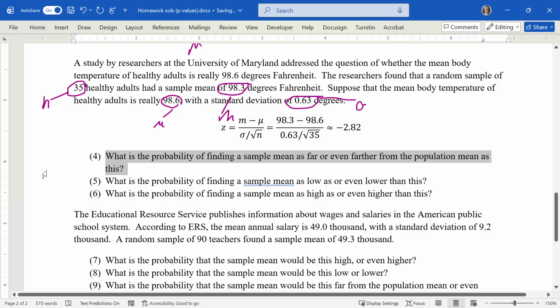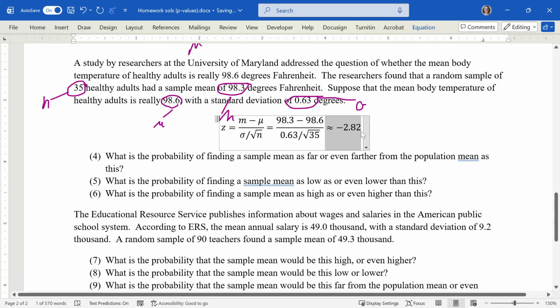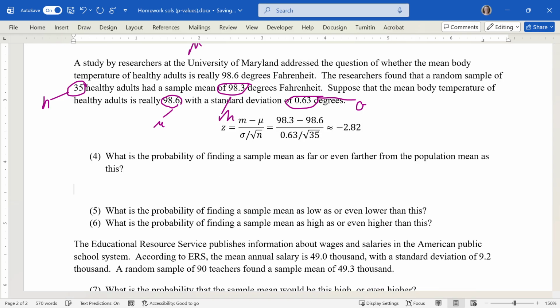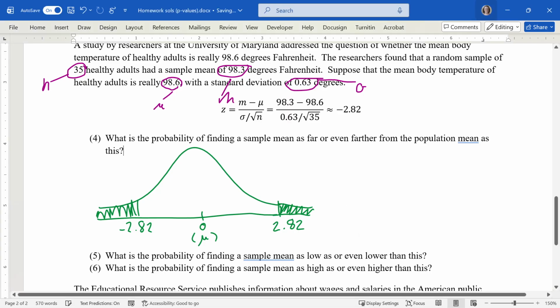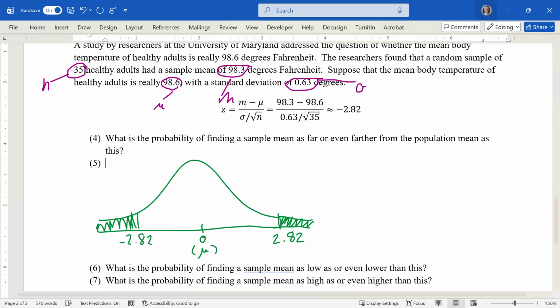Okay, what is the probability of finding a sample mean as far or even farther from the population mean than this? So sample means further from the population mean than this would either have z-scores that are less than this one, or on the positive side, they would have z-scores starting at 2.82 positive and then up from there. So let me draw you a picture illustrating that. Okay, here is my beautiful thumb drawing, a little better than usual.